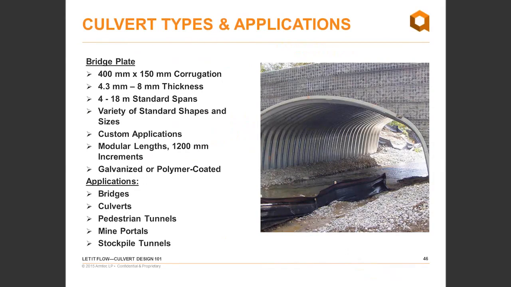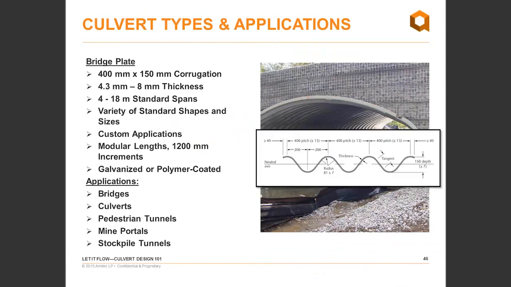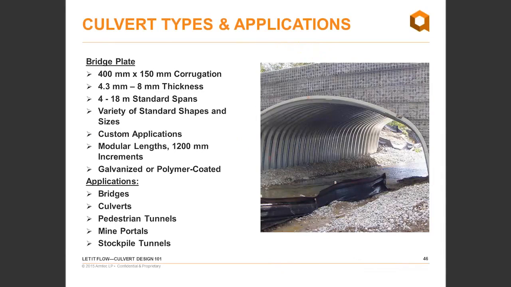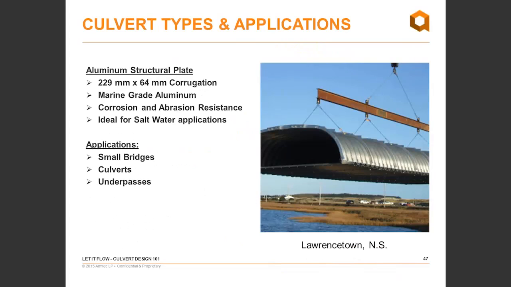Then we move over to our heaviest soil steel structure design, which is called our bridge plate. Corrugation, 400 millimeter by 150 millimeter corrugation. Comes in standard thickness of 4.3 to 8 millimeter, and standard spans 4 to 18 meters. And again, a variety of different shapes and sizes, and also custom applications. If you've got a project out there that you've got a particular size in mind, particular shape, our engineering team are very capable of designing to your needs. Modular lengths, 1200 millimeters, and again, galvanized or polymer coated.